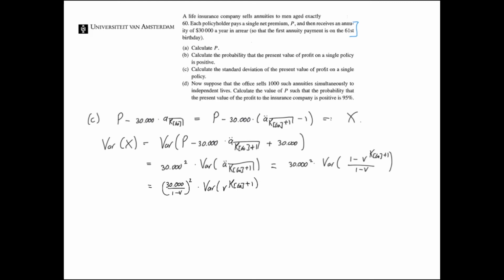And this is in actuarial notation. So we have this constant, 1 minus v squared, and times the second moment of this, K60 plus 1 discounted, minus the first moment squared.